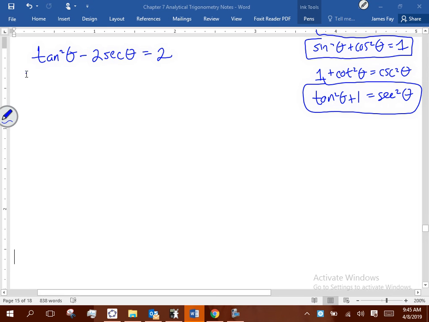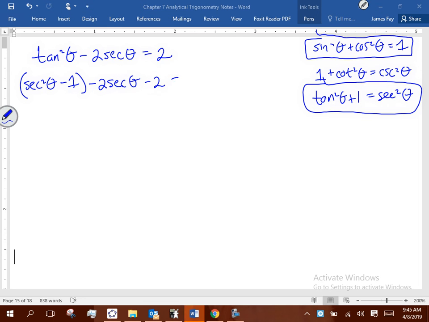Tangent squared is going to be the same thing as secant squared minus 1, right? Minus then 2 secant theta. I'm just going to move this 2 over as minus 2. And now we've got something that we can deal with. Secant squared theta minus 2 secant theta minus 3 is equal to 0, right?